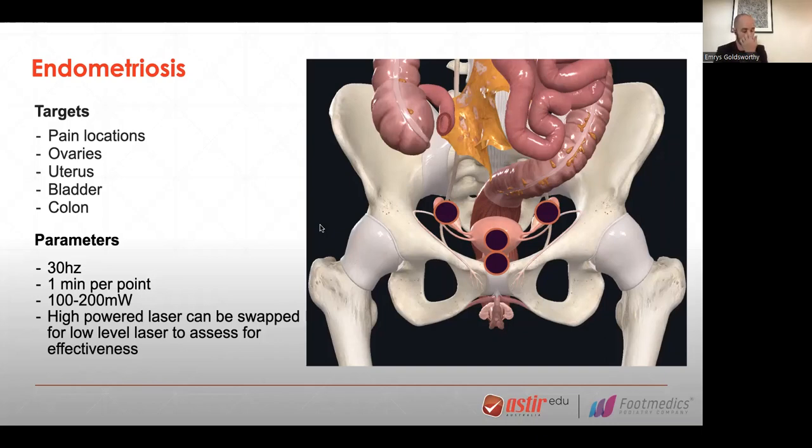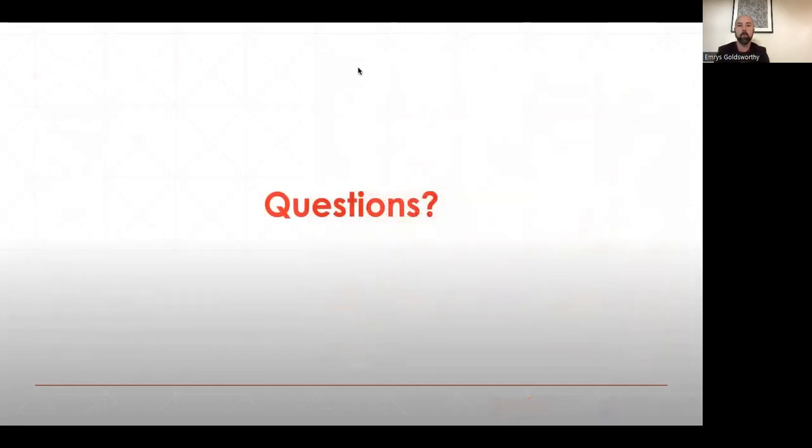Okay. And I would also recommend that you consider using shockwave. I think I covered a little bit of this in my shockwave course. Shockwave is incredibly important at dealing with adhesions, in conditions of inflammation of the viscera and any number of conditions, including endometriosis. Any other questions for me today?